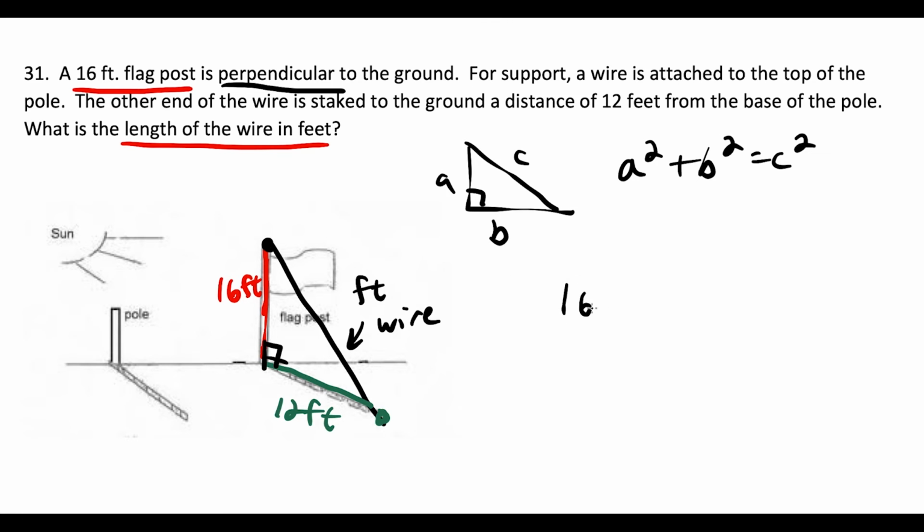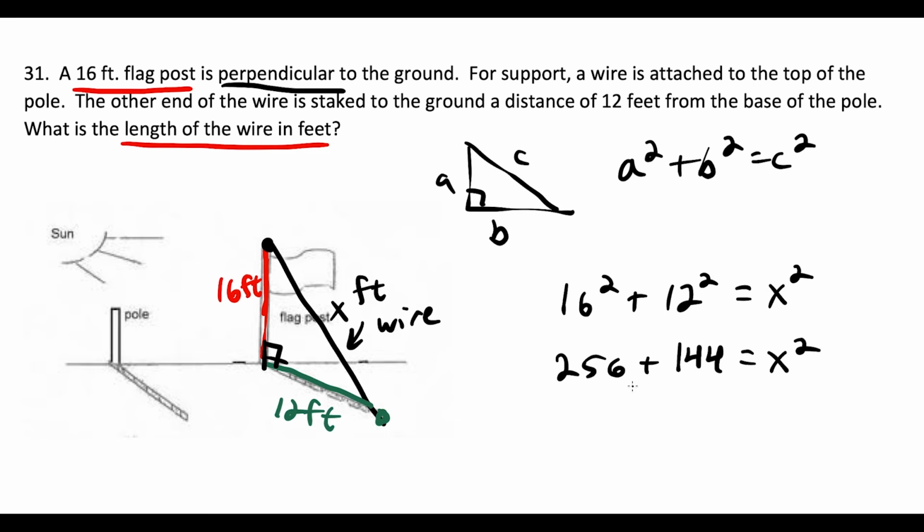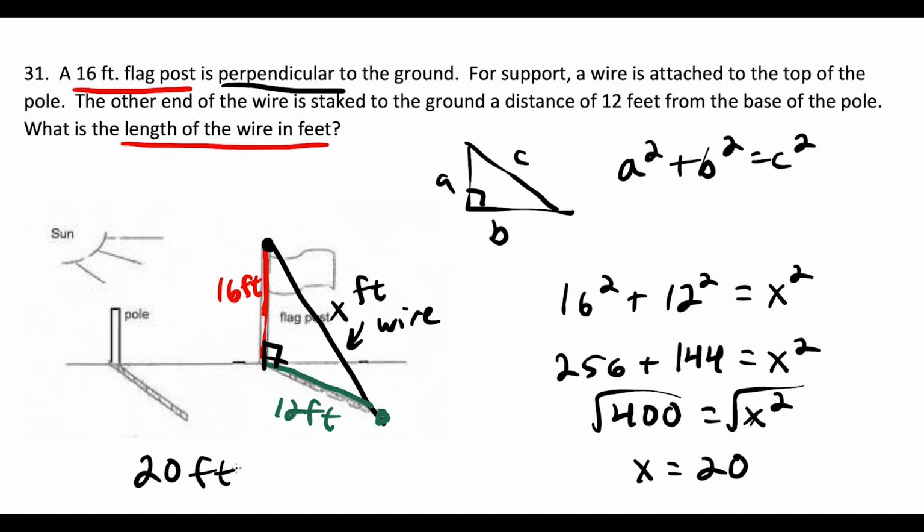So we would have 16 squared plus 12 squared is equal to, and if I put an x here for now, I'll just call this x squared. And now what we're going to have is 256 plus 12 times 12 is 144 equals x squared. And now we have 400 equals x squared. And then to get x by itself, the opposite of squaring is taking the square root. So we'll do that to both sides. And the square root of 400 is 20 because 20 times 20 is 400. So what is the length of the wire in feet? We could say the wire is 20 feet long.